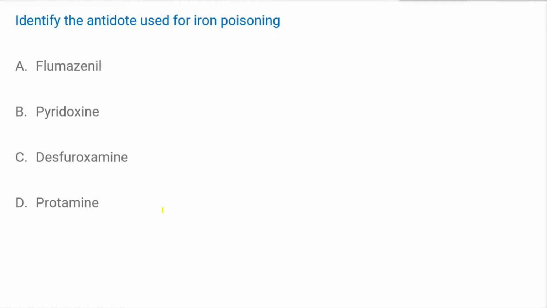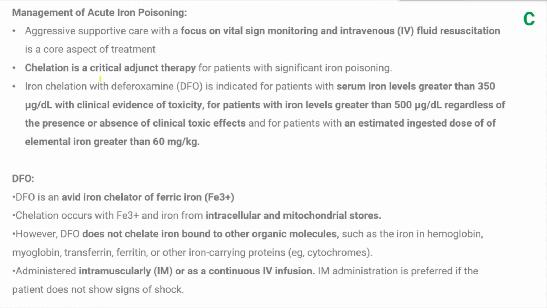Identify the antidote for iron poisoning. This also is correct. I think most of you would have answered, so I'll quickly run through the answer. The answer is C, that is desferrioxamine. What we do for acute iron poisoning, the first critical thing from a clinician's point of view, is to monitor vital signs and give IV fluids. Then chelation is the mechanism of how DFO acts.